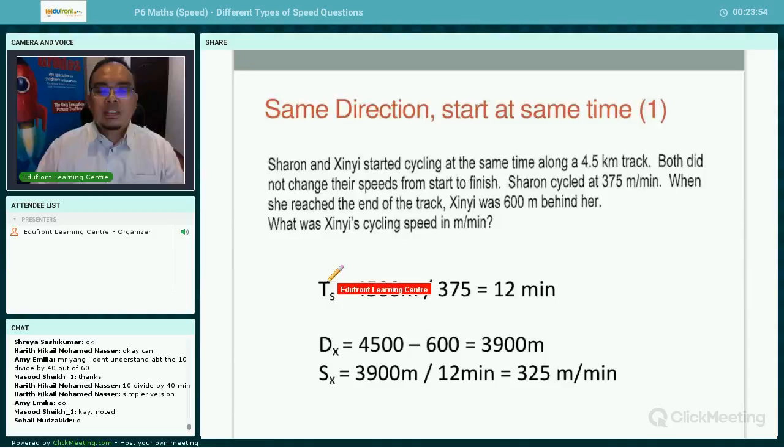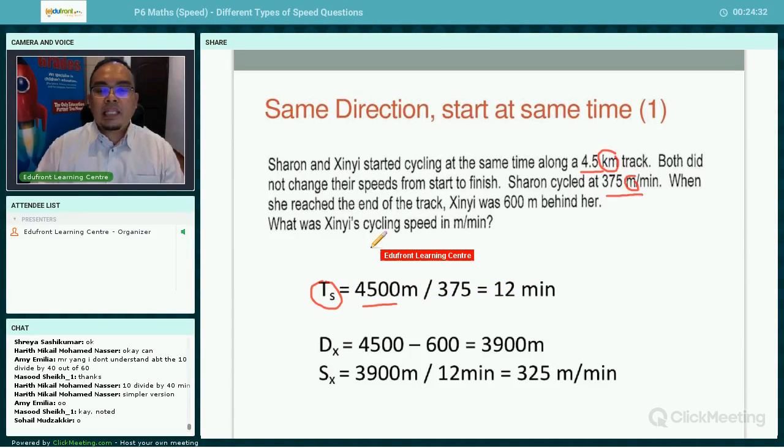Very simple. What is the time taken by Sharon? We know that Sharon's speed is given as 375 meters per minute, and she cycled a total distance of 4.5 kilometers. Now take note, first we need to convert. Since the distance is in kilometers and the speed is in meters, we need to change 4.5 kilometers to meters. So we get 4,500 meters. That's the first step that we need to do.